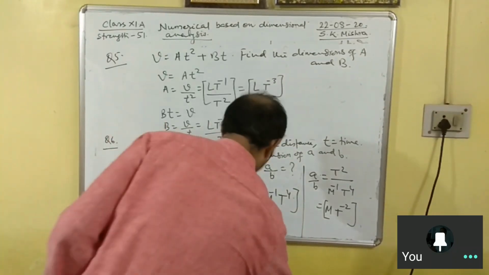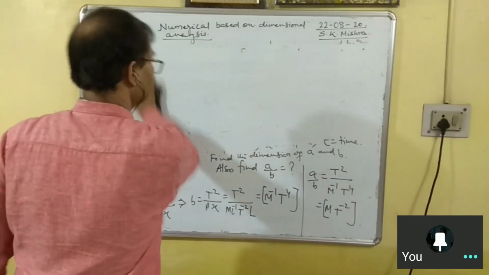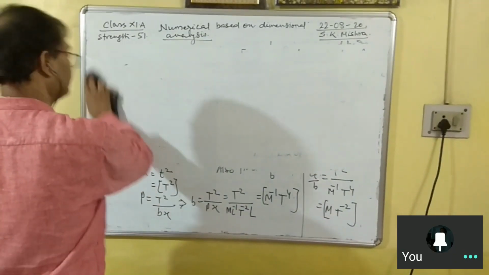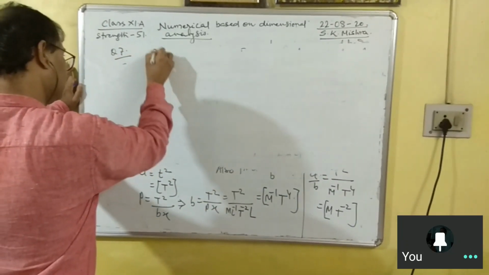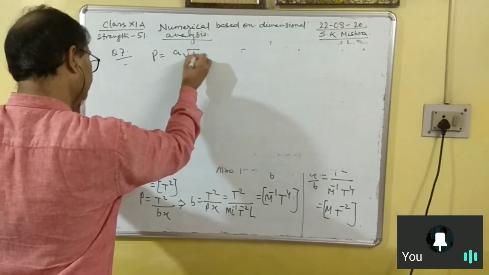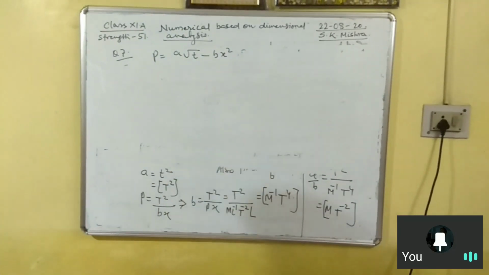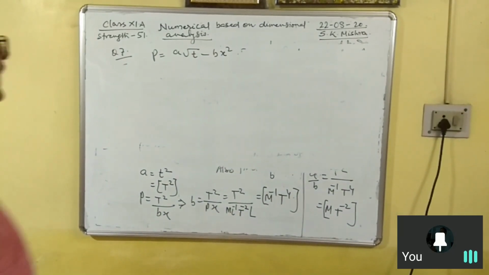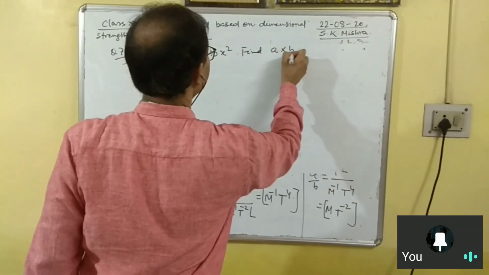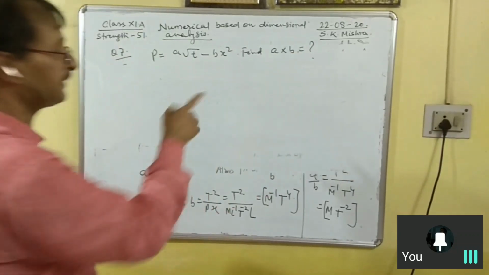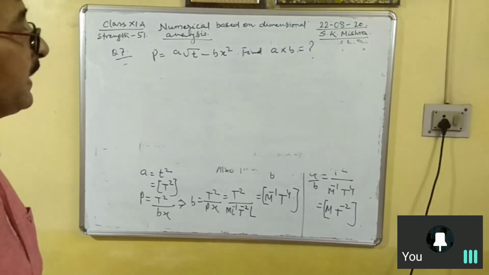Okay. Now the next part is question number 7. Pressure P is equal to A root T minus Bx square. Now you have to find the dimension of A and B and then find A into B. Find A into B means first you have to find the dimension of A and B and then multiply the dimension of A and B. Finally, you have to find A into B.